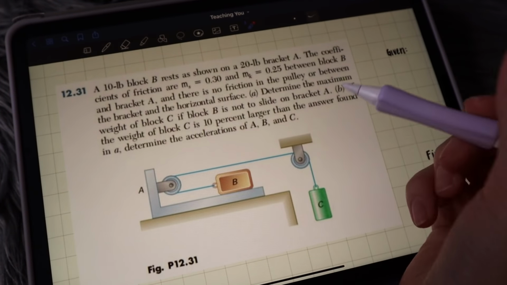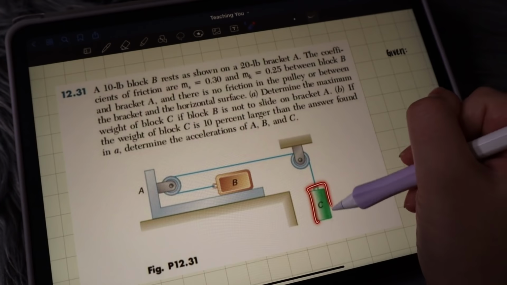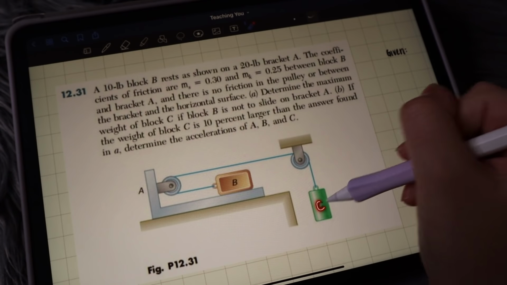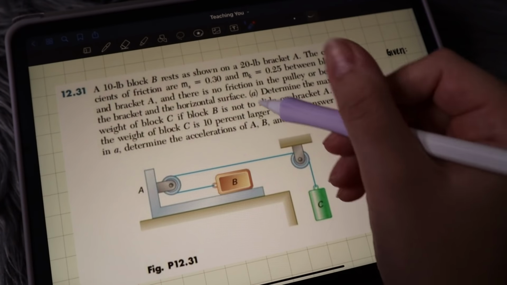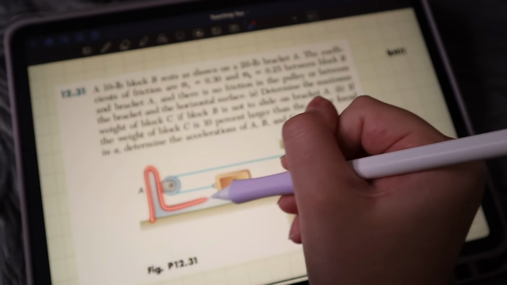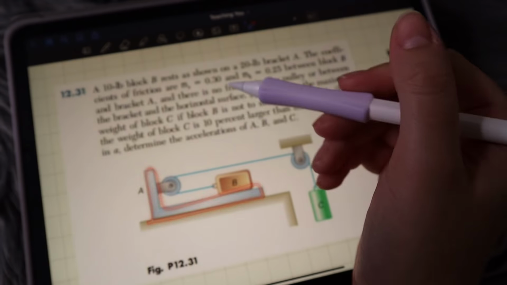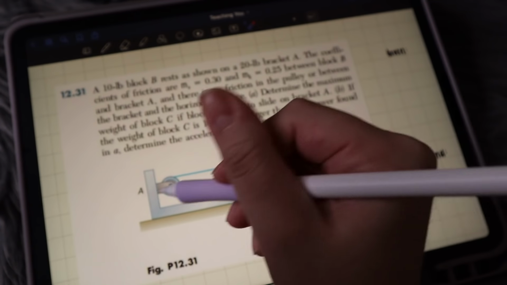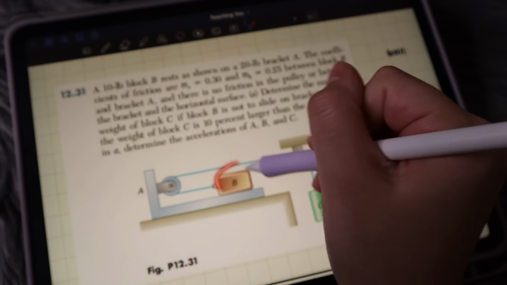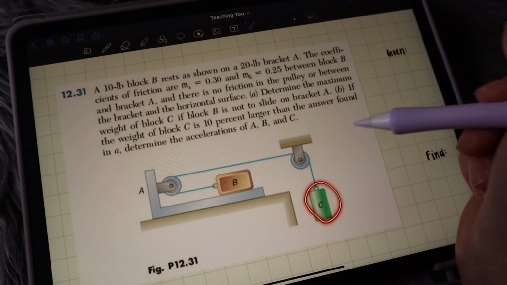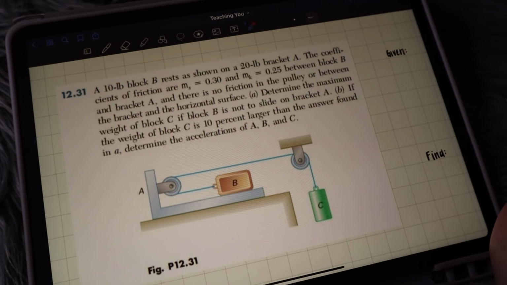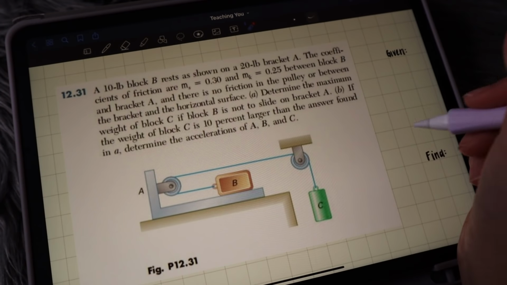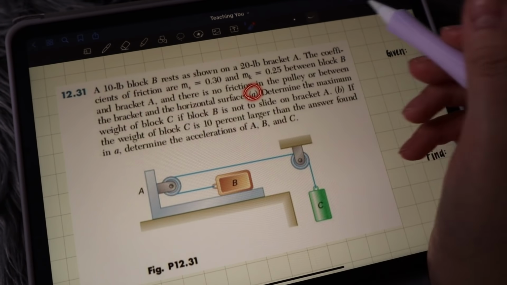So here's what we have going on. We have a weight right here, weight C. We have weight B right here. And then this is bracket A that also has a weight. So bracket A is 20 pounds, B is 10, and C is the unknown. So we are going to find weight of C. That's part A.